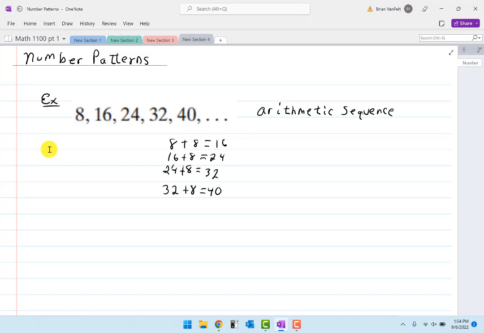What is the next term of that sequence? Well, it'll be 40 plus 8, which is 48. And to get each subsequent term, you just keep adding 8 to them. So any kind of sequence where you add the same amount to get the next number each time is known as an arithmetic sequence.